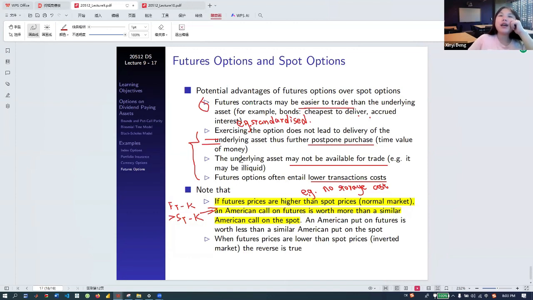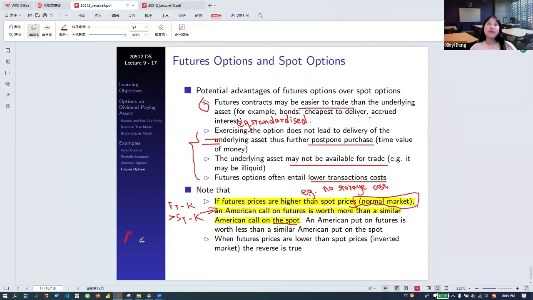Then finally, if futures prices are higher than spot prices, that's what we call a normal market. Remember, that's what we learned in the previous lectures, right? In this scenario, the American call on futures will be worth more than a similar American call on the spot. Why is that the case?